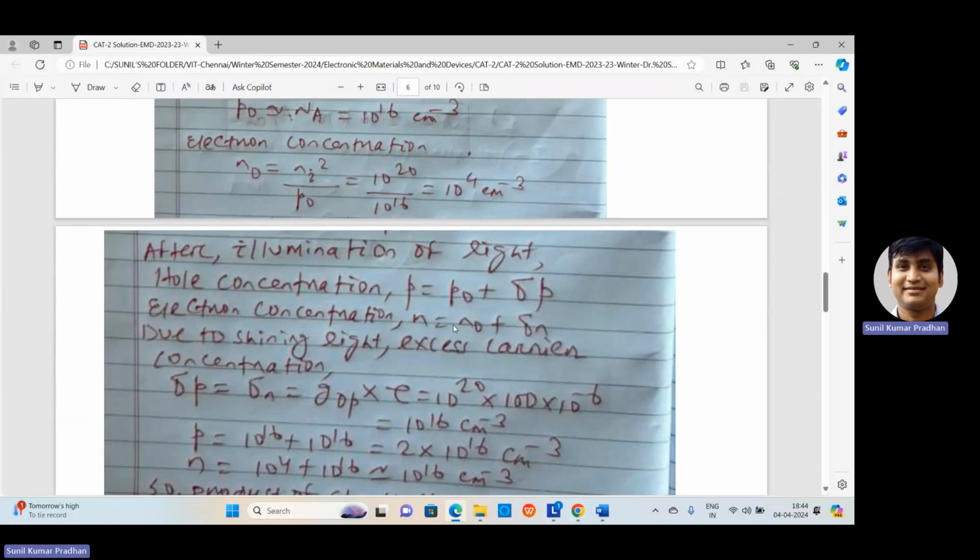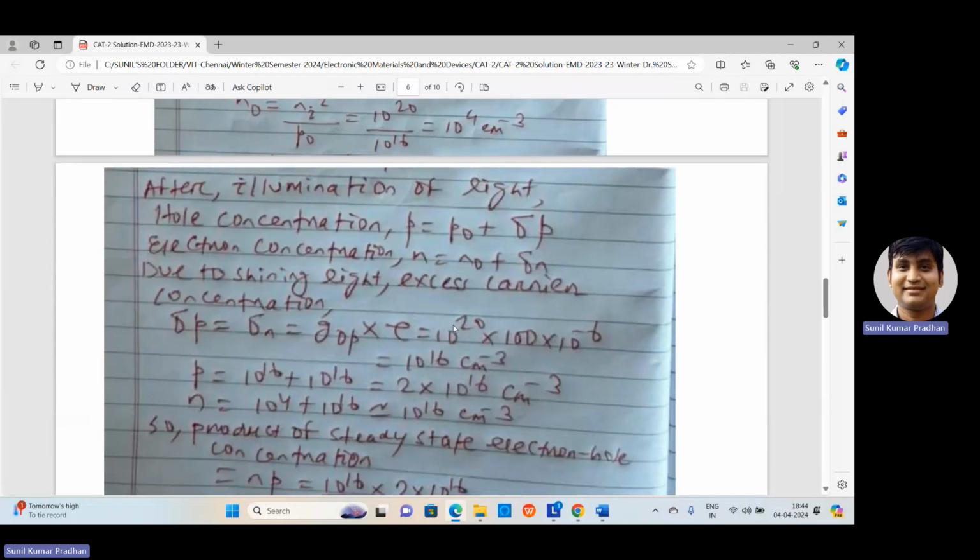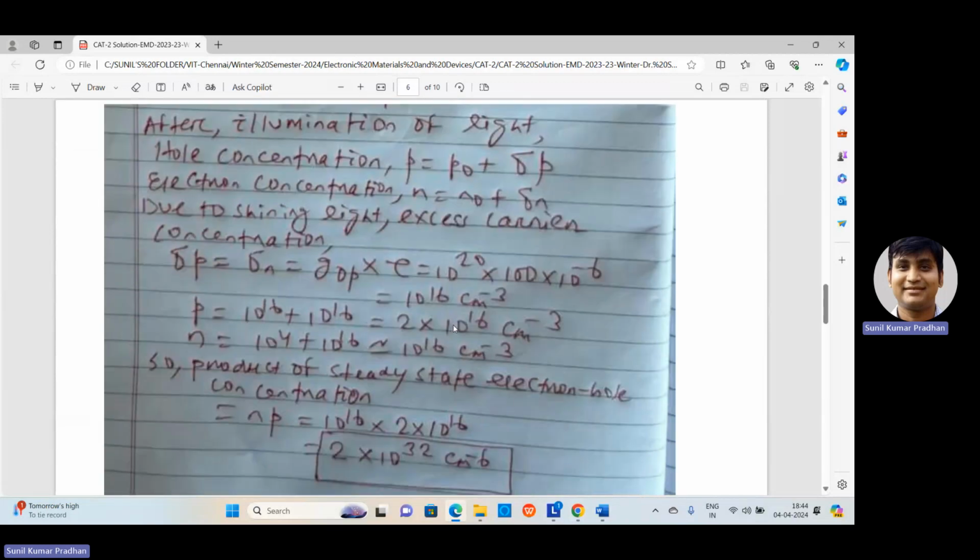Now after illumination of light, what happens? When there is illumination of light, as you know, some extra hole concentration will be generated, as well as electron concentration. So if the hole concentration after illumination is denoted as P, then it will be P naught plus del P. P naught is the hole concentration before light exposure, and del P is the extra hole concentration which is generated after the illumination of light.